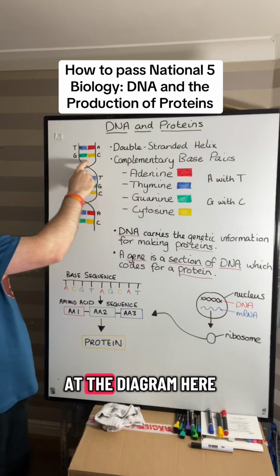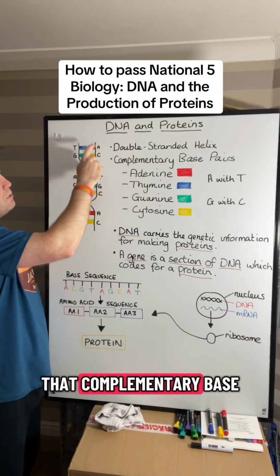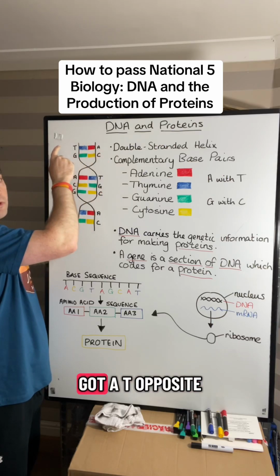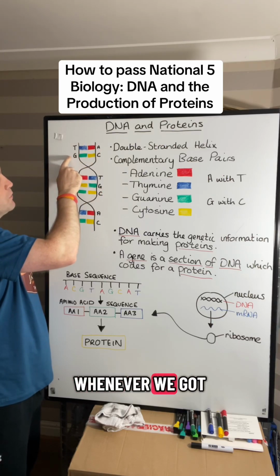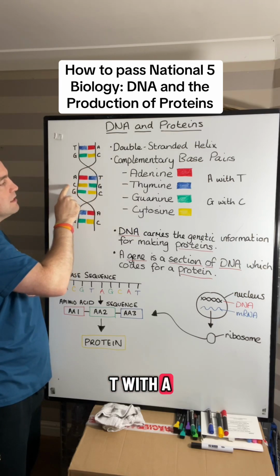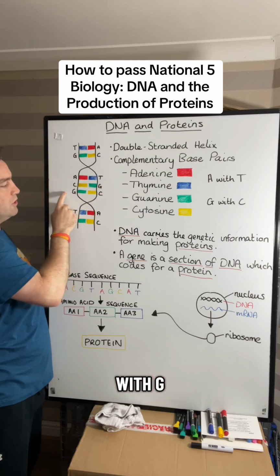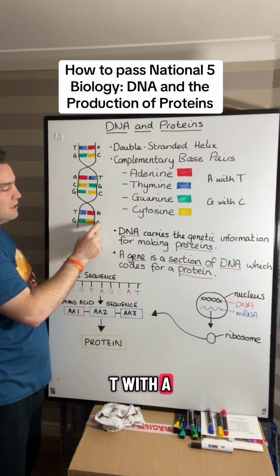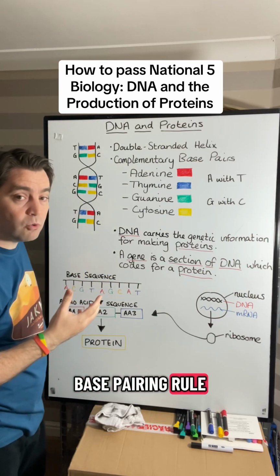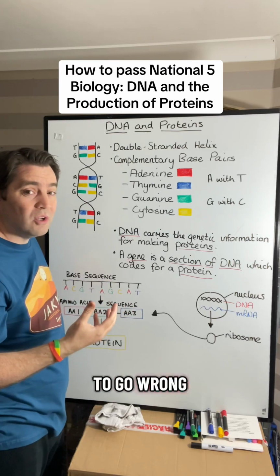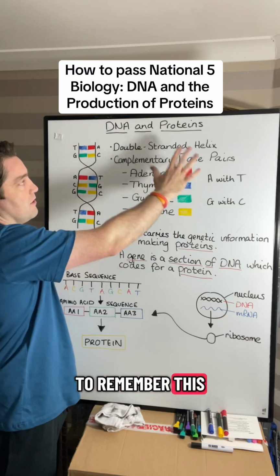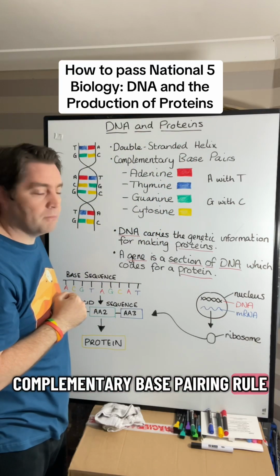If we look at the diagram here, we can see that complementary base pairing happening in the DNA. Wherever we've got an A, we've got a T opposite. Wherever we've got a G, we've got a C opposite. T with A, C with G, C with G, T with A, C with G. If you remember that complementary base pairing rule, it's really hard to go wrong in these questions on DNA.